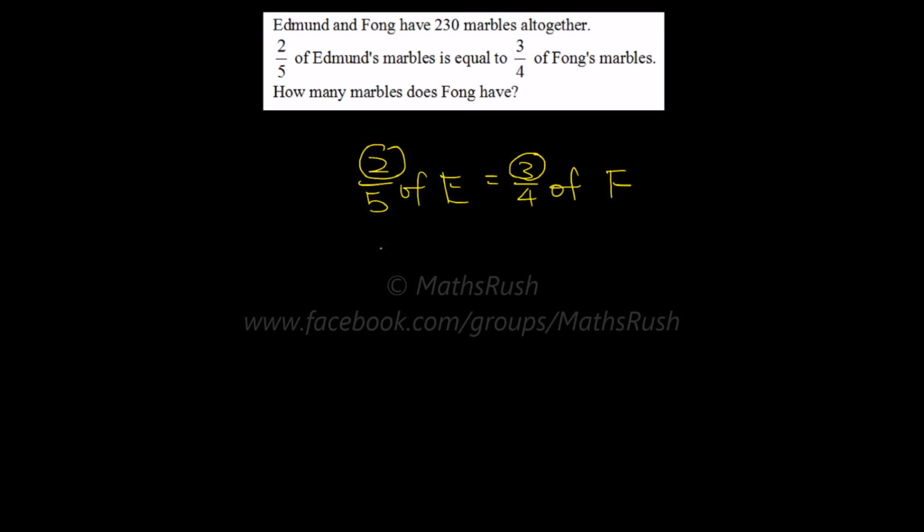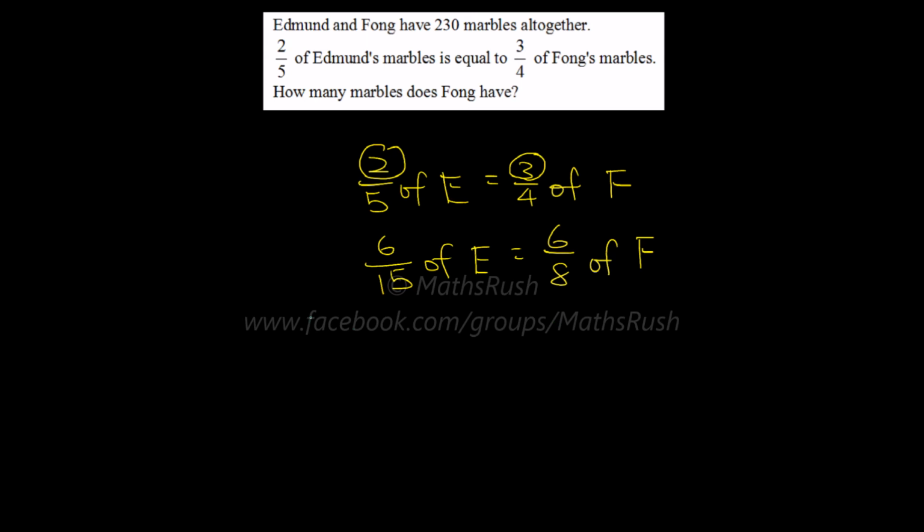So for the left side, I need to multiply by 3 out of 3, which gives me 6 out of 15. You don't have to write times 3 out of 3, it's understood. This is equal to 6 out of 8 of Fong. To make the numerator the same, I have to multiply both the numerator and denominator by 2. From here, I know Edmund has 15 units and Fong has 8 units.